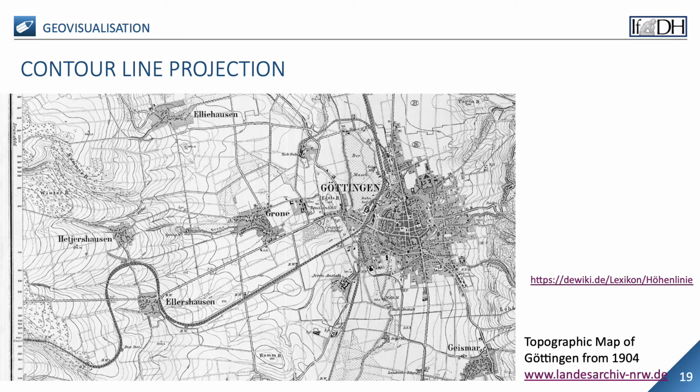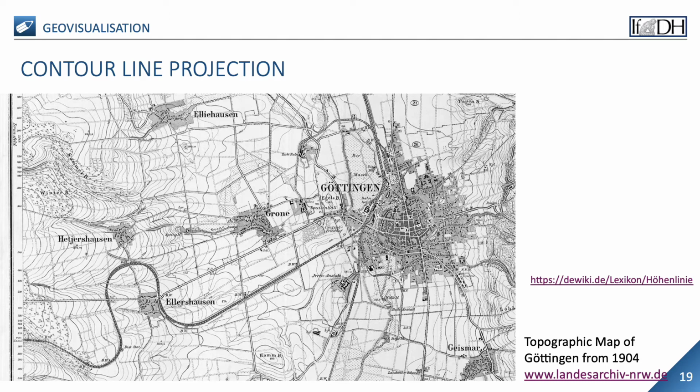For the creation of a topographic map, the specification of heights above normal level is central. The contour line projection is used for this purpose. You may have to imagine a contour line connecting measured points of the same elevation as a flat circular path around a hill. Let's take the topographic map of Göttingen from 1904.